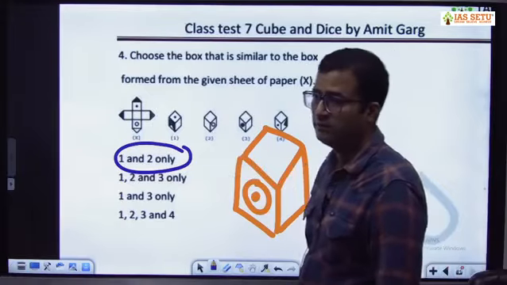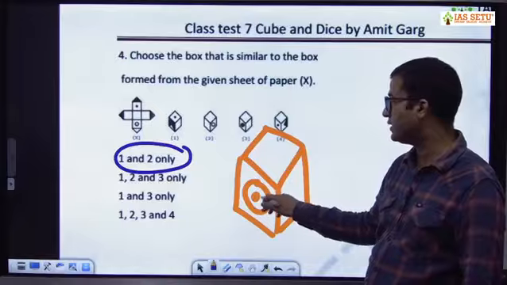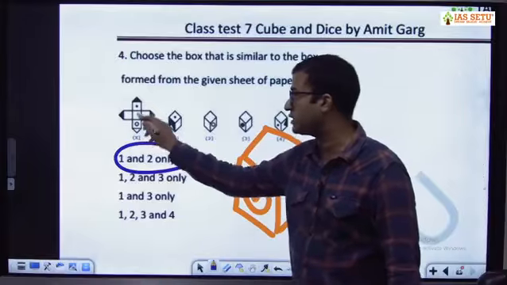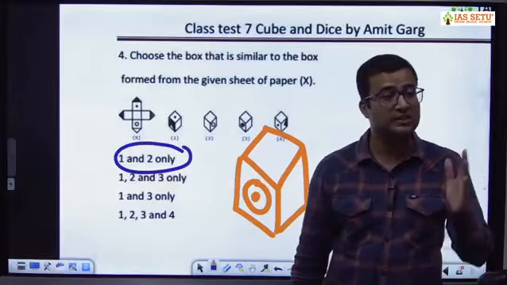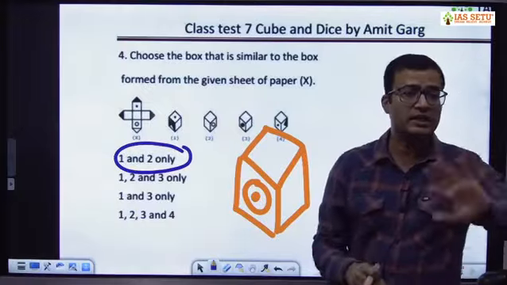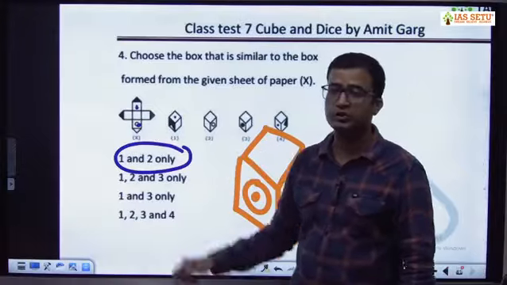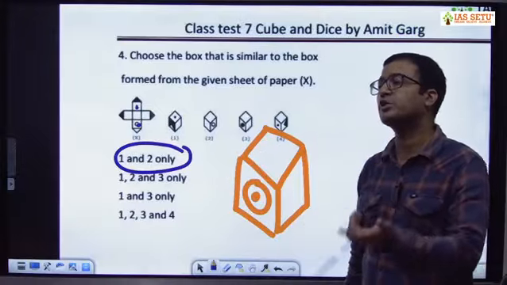Now here, question number 4. Elimination technique. Is it possible that circle and dot will be together? Circle is a different face, dot is a different face. Circle and dot have to be on opposite faces. How come they merge? Circle and dot can't be on a single face, because this face is opposite to this face.